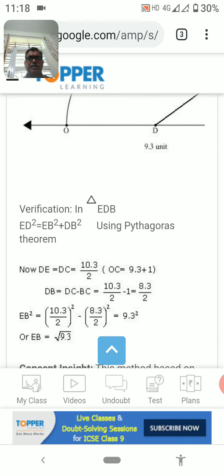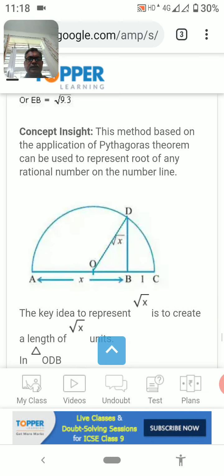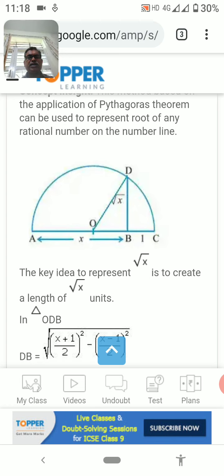To understand this by Pythagoras, we can show it in general form. Let us see, whatever distance you have to show, suppose x, means root 9.3 is equal to root x. So x is equal to 9.3. So distance AB is x. And then you extend 1 unit distance up to BC.